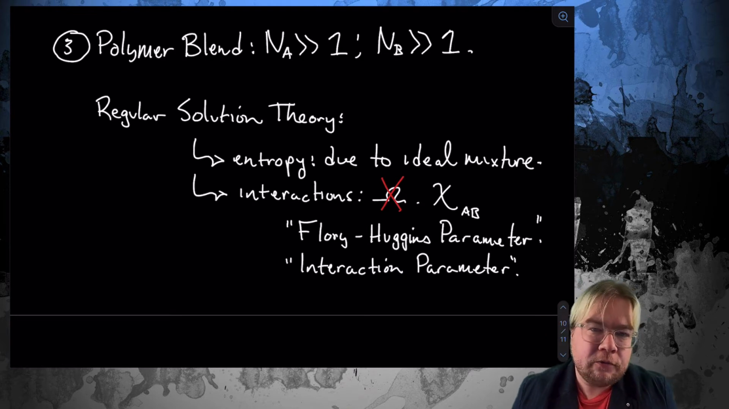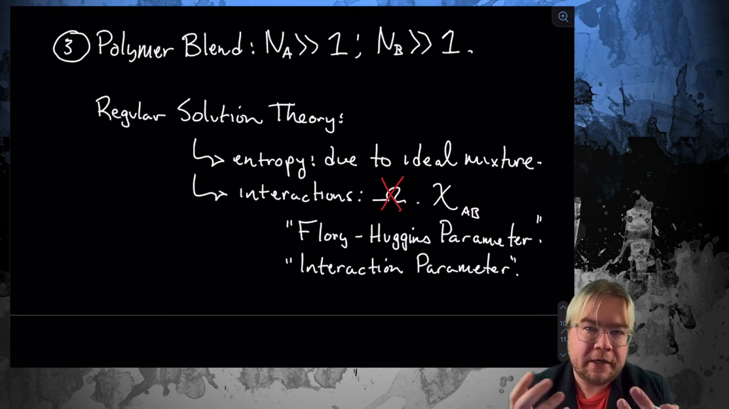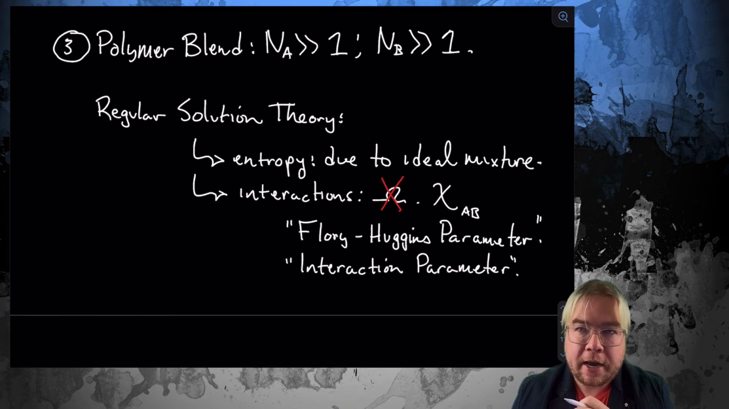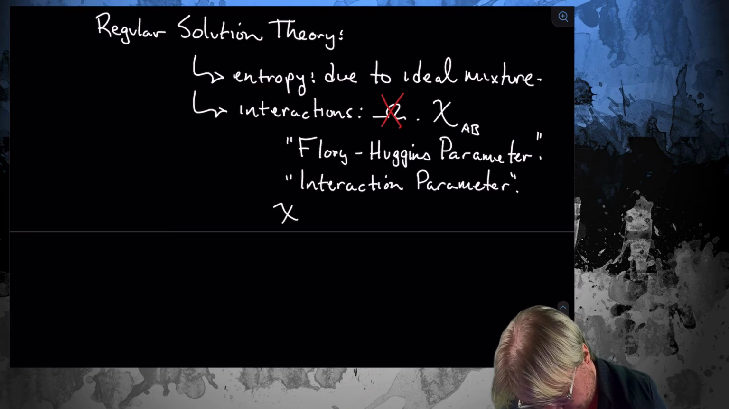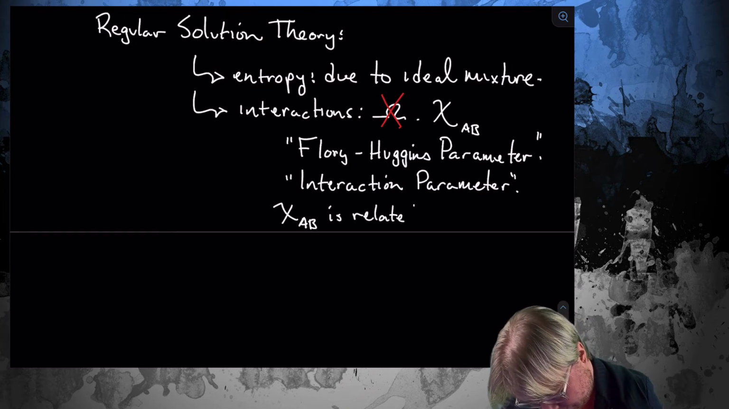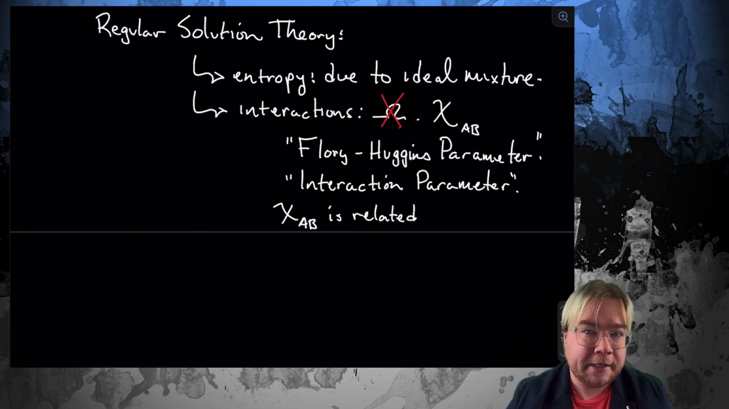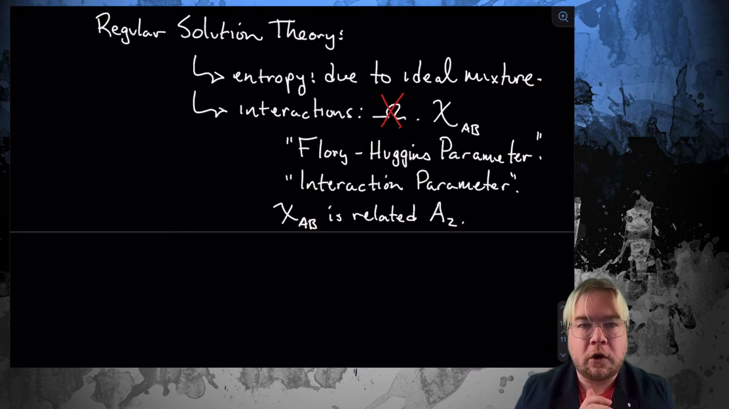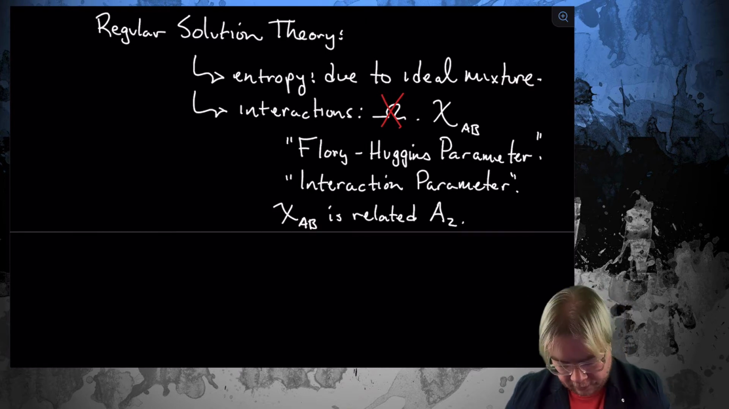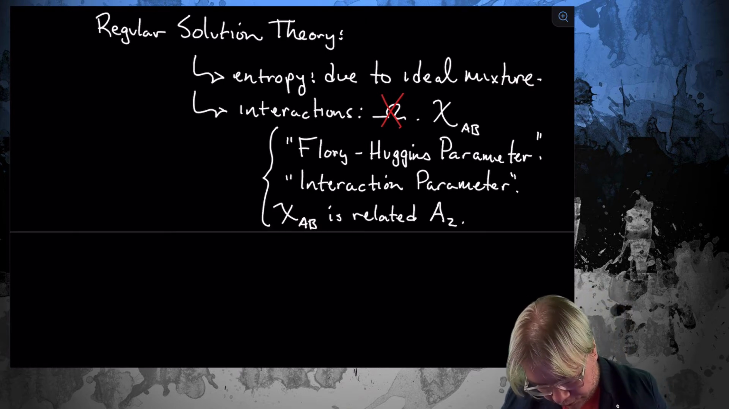And if you think back to when we were talking about light scattering and even neutron scattering, the interactions between the different species in the solution were characterized by the second virial coefficient. So chi AB is related, it's not equal to, but it's related to the second virial coefficient. So all of these things that you learned are still true, and we're just going to explore them in a little bit more detail today.